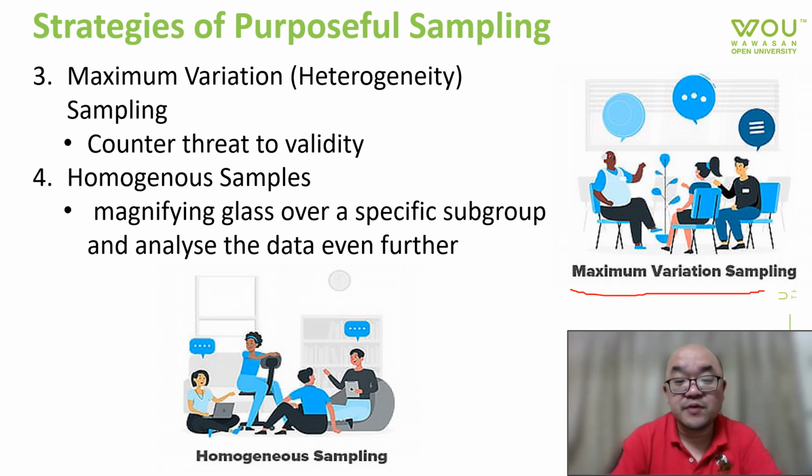You want to get a sample that is most heterogeneous, where it's as different as possible, in order to counter the threat to validity. Again, the idea is that if your sample is too similar to each other, then you would not be able to generalize your data to other populations. In that case, you want one that is really most different from each other, so that you can say, oh, because I included African American, then the data that I get should be able to apply to African American. If I include Asian, then it should apply to Asian as well. Yeah, that's the idea of heterogeneity.